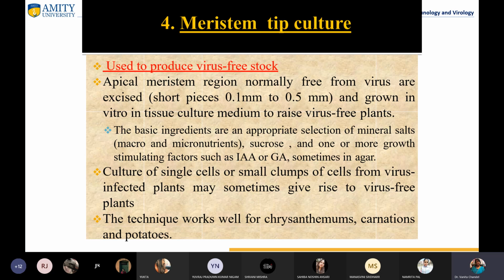Then meristem tip culture. Again, this is a plant tissue culture method which is used to produce virus-free stock. The apical meristem is a region in the plant which is free from the pathogen or virus in general, right? So a 0.1 mm to 0.5 mm tip, if grown in vitro on a tissue culture medium, can raise a virus-free plant. For tissue culture, we need a tissue culture medium, proper growth hormones and a light condition so plants can be raised. This technique works well for chrysanthemum, carnations and potatoes also.